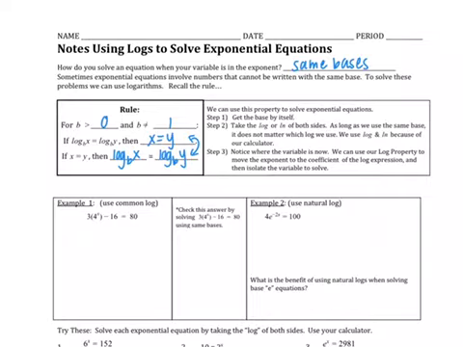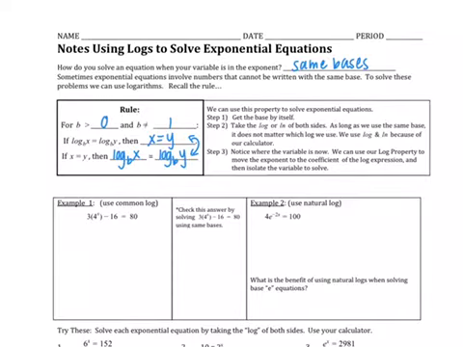We can first get the base by itself, then we can take the log or natural log of both sides. As long as we use the same base, it doesn't matter what you use. We use log and ln because those are what's on our calculator. Notice where the variable is. It's going to be in the exponent. And so then we can bring it to the front to make it the coefficient of the log expression and isolate the variable in order to solve.